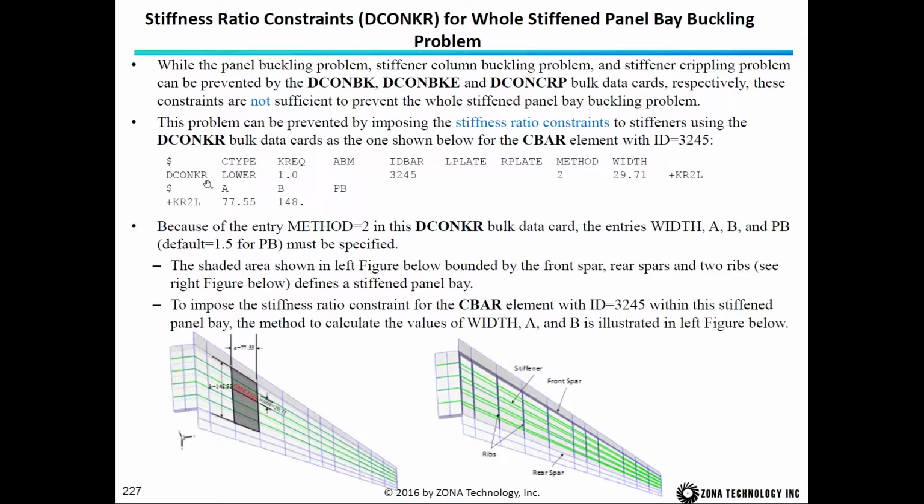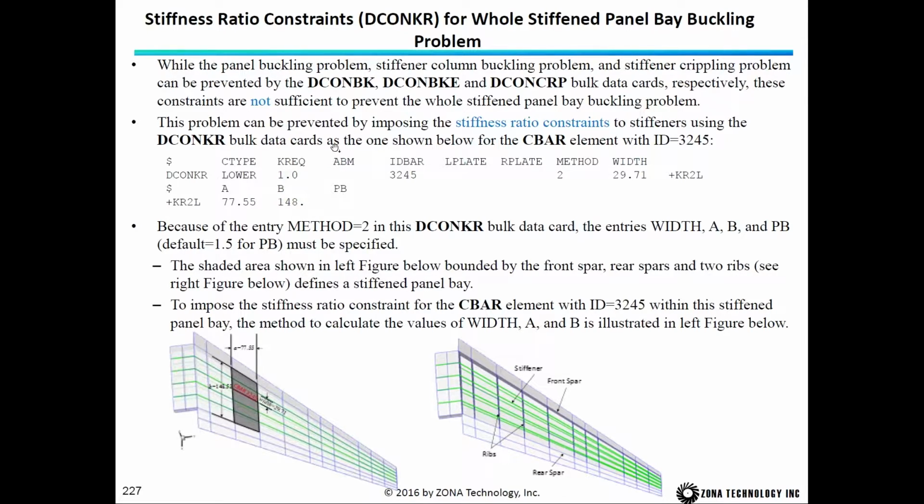Inside this panel bay, we have several stiffeners. So this whole bay may buckle together. And this problem can be prevented by imposing the stiffness ratio constraint to the stiffener using the DCONKR card as the one shown below.